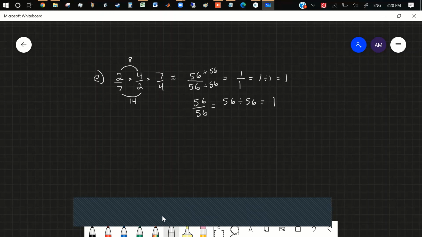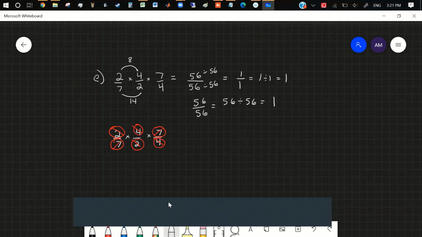My question is, is there a simpler way to do this question? Well, yes, there is. 2 over 7 times 4 over 2 times 7 over 4. We should have noticed at the very start, if you see a 2 on the top and a 2 on the bottom somewhere, they cancel each other out. Likewise, there's a 4 up here and a 4 down here, so they cancel each other out as well. And last but not least, the 2 7s, 1 is up here, 1 is down there, they will cancel. So there's seemingly nothing left.